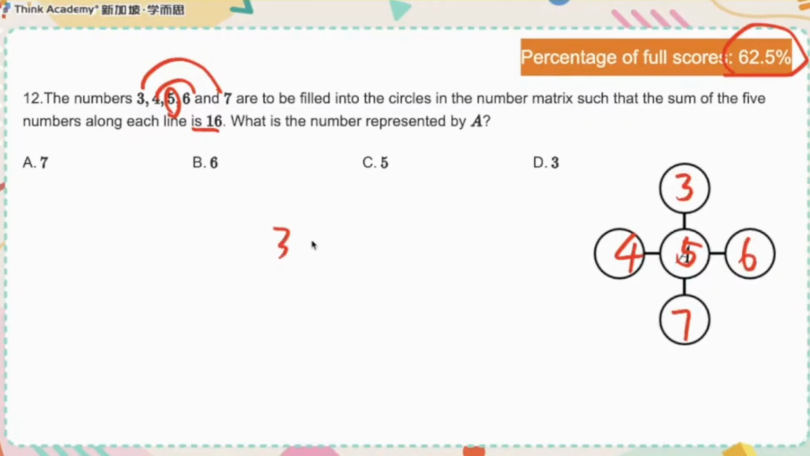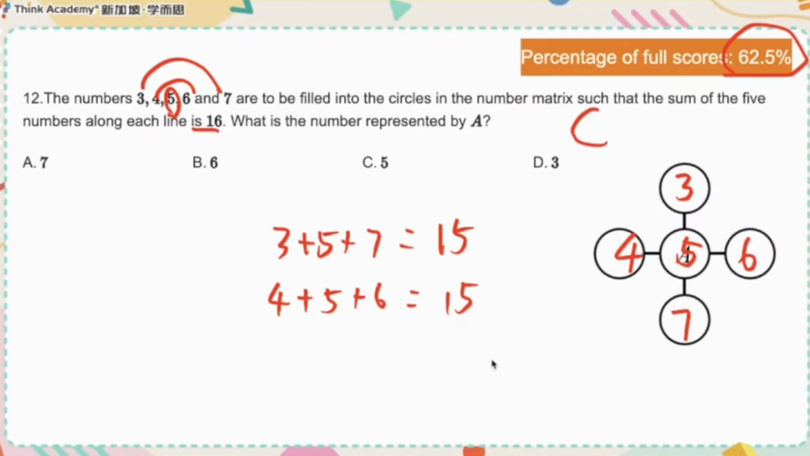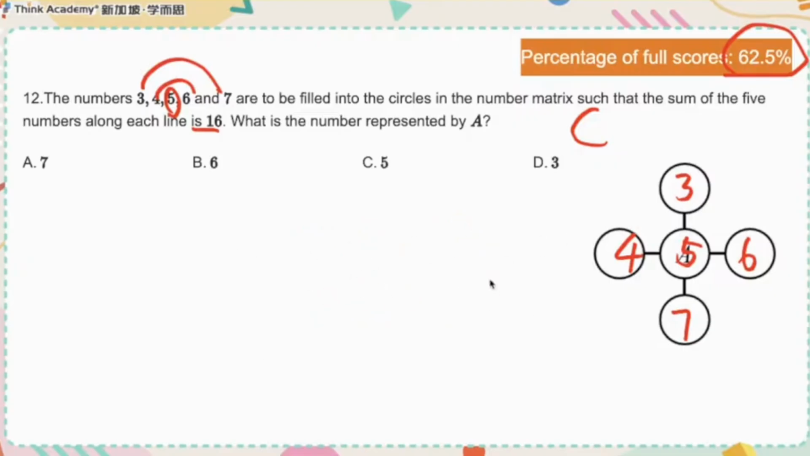Start from the column, 3 plus 5 plus 7 equals how many? Type in your chat box. 15. And then 4 plus 5 plus 6 equals how many? 15. We get the same sum. So somebody may say, oh, Teacher Jane, the answer is option C. No, be careful. Don't forget that we need to make sure the sum of the lines should be how many? It should be 16, right? Not 15.